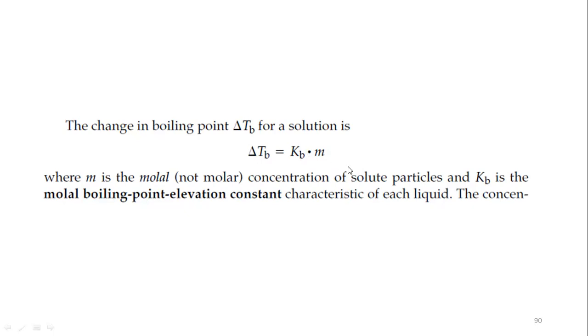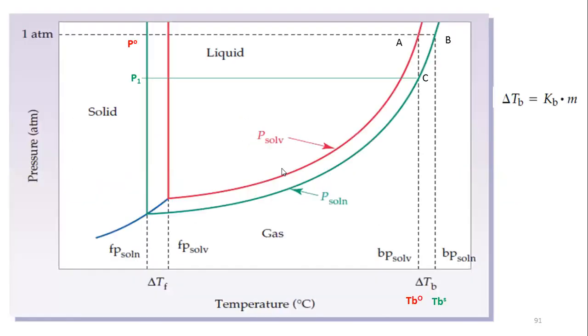Kb is the molal boiling point elevation constant, and m is the molality, or the molar concentration. Here it is clearly written, this is not the molar, this is the molar. In detail, I will explain a little bit in this lecture, but in a separate lecture, I will explain how to calculate this molar concentration. So now I am discussing how you can get this equation.